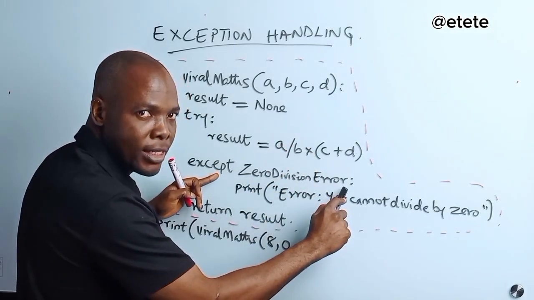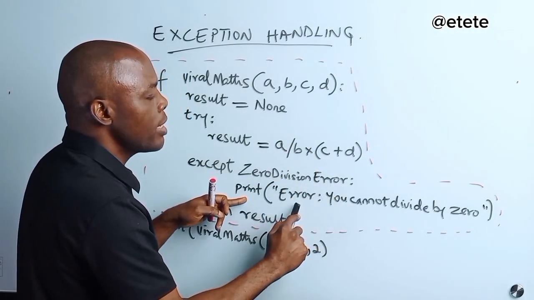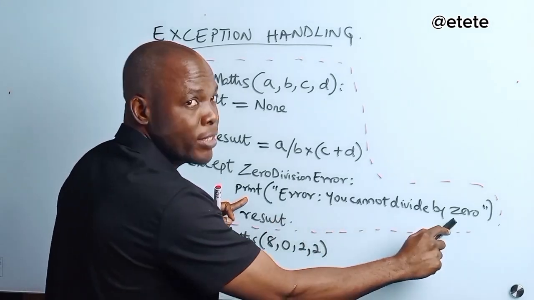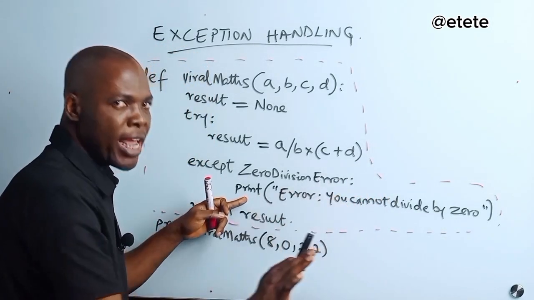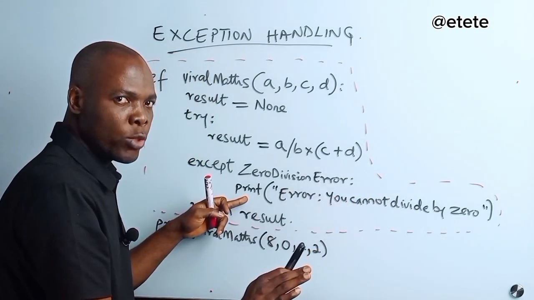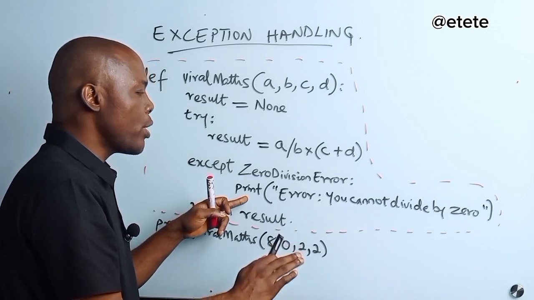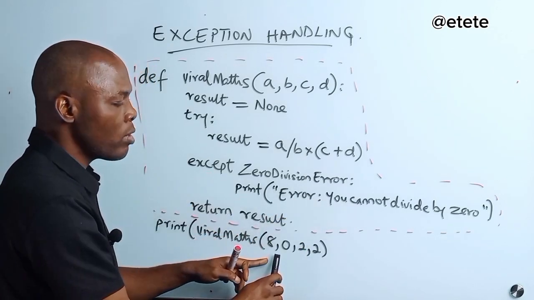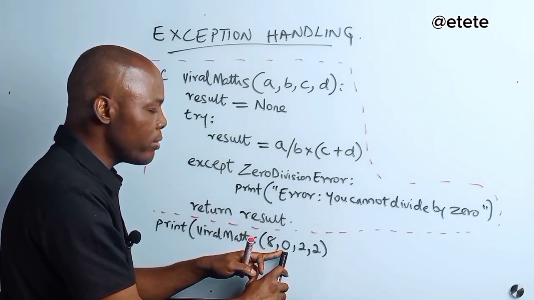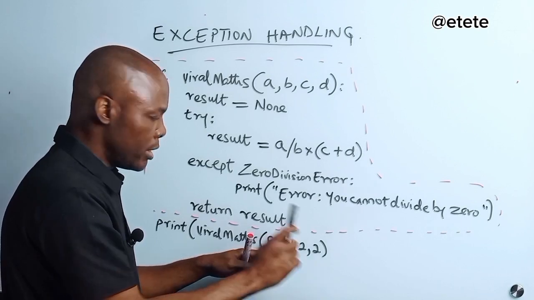Once it catches this error, it will now print out "Error, you cannot divide by zero" on the screen. It won't crash your program. That is what will happen. At that point, you see that you should go back to your parameter and discover that this value that you are supplying is the problem.